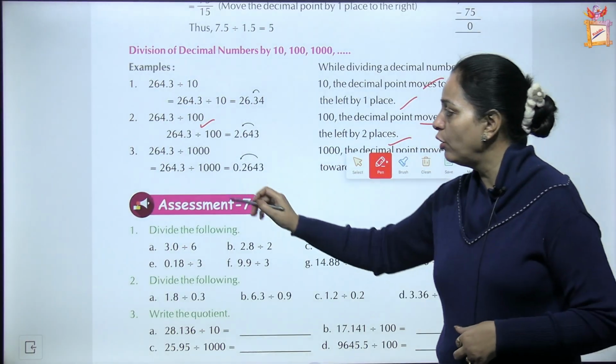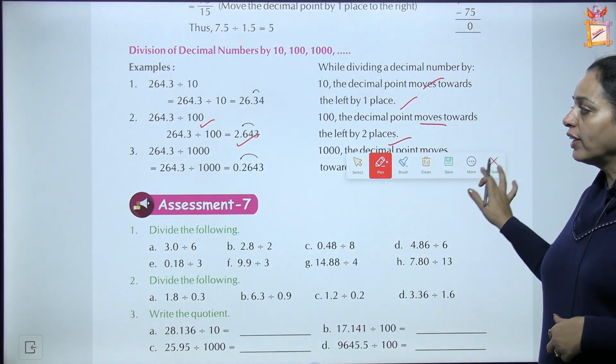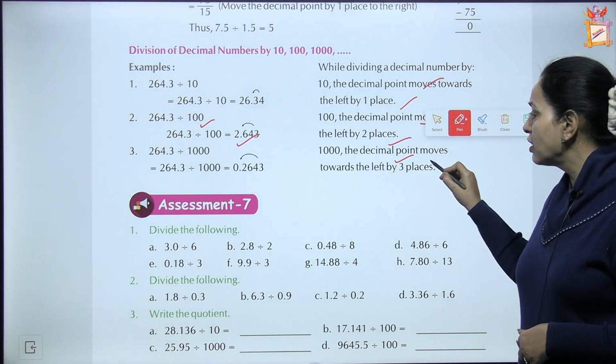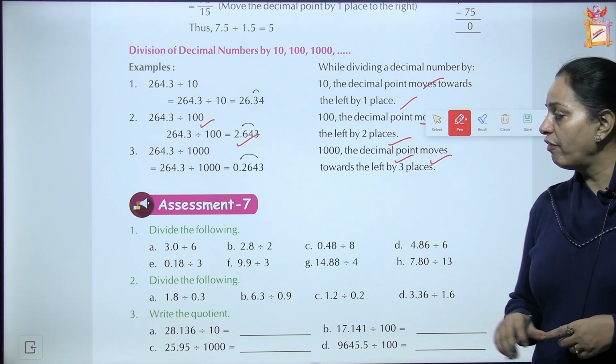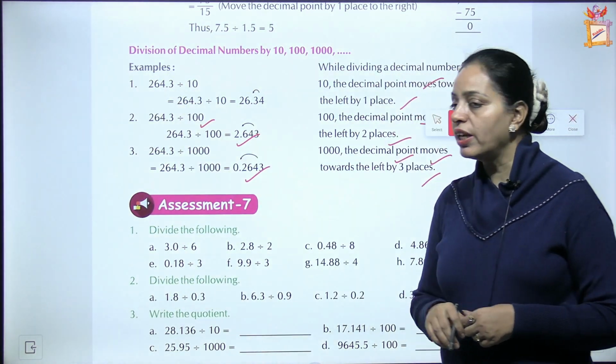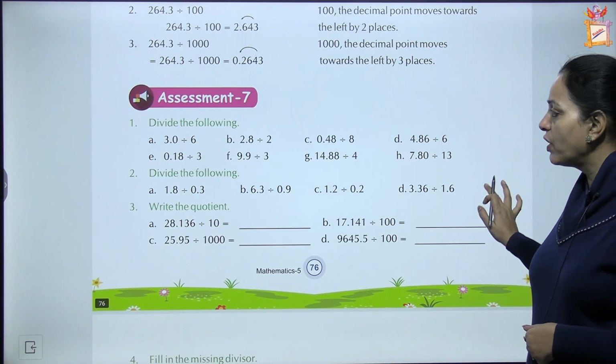So what is the value? This is 2.643. Now we will divide 264.3 by 1000. Now shift the decimal point towards the left by 3 places. So we are getting 0.2643.